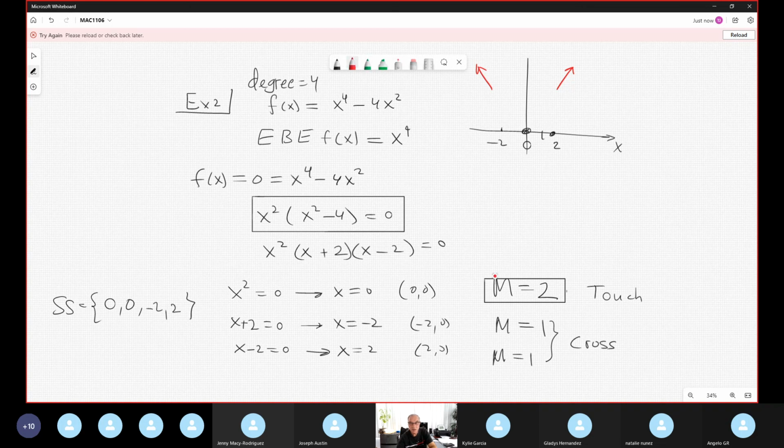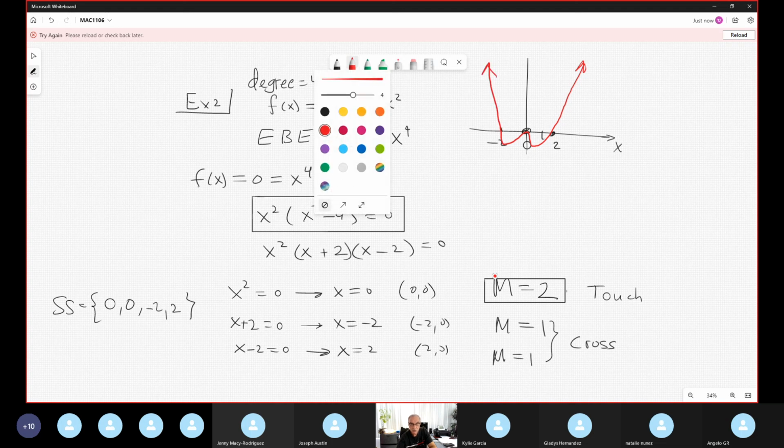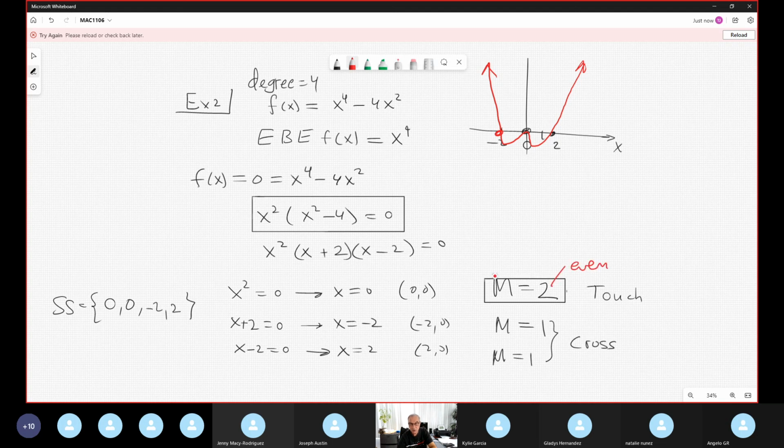Okay, look. This is the end behavior. It's going up here. Cross, touch, and cross. Okay, repetition. Next time I explain in detail. When the multiplicity is an even number, the graph touches the x-axis. When the multiplicity is an odd number, the graph crosses the x-axis.